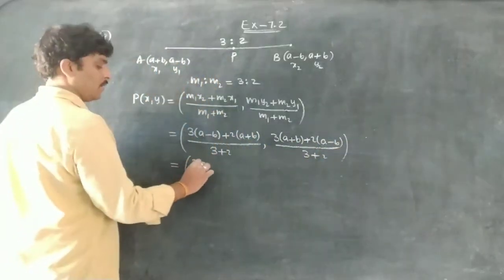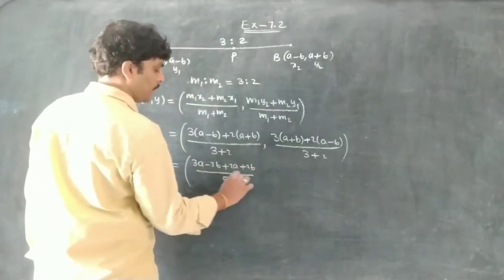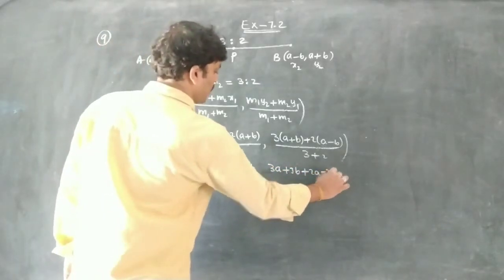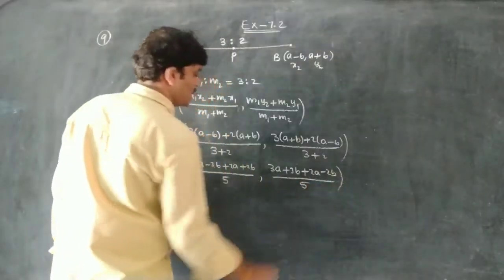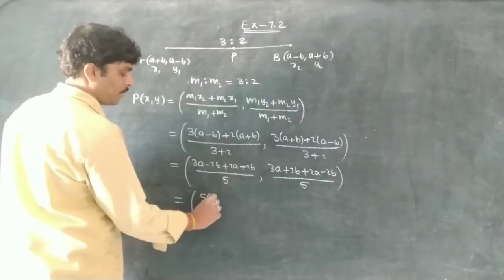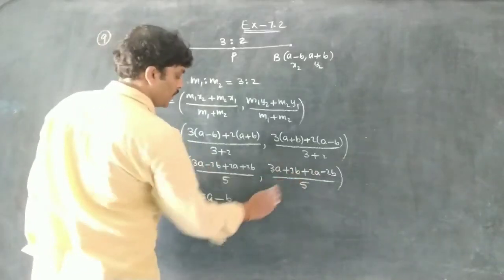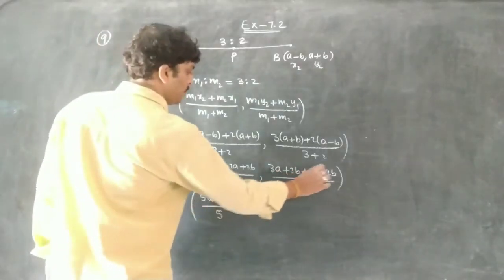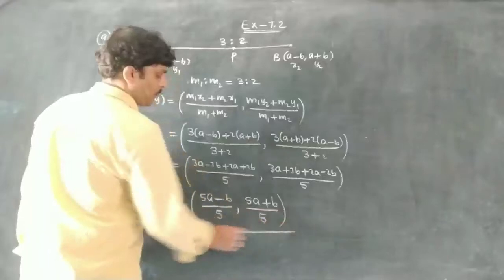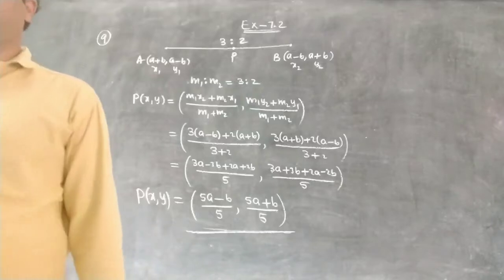3 into a, 3a, 3 into b, 3b, 2 into a, 2a, 2 into b, 2b by 5. Now here 3a, 2a, 5a, minus 3b plus 2b, minus b, by 5. 3a, 2a, 5a, plus 3b minus 2b, b, by 5. Px comma y.